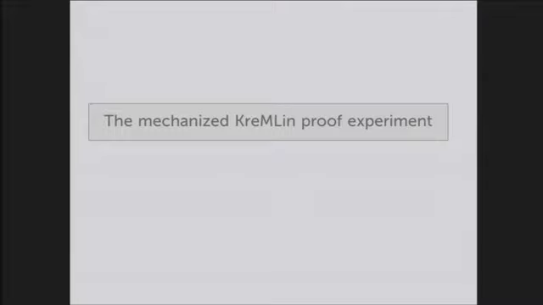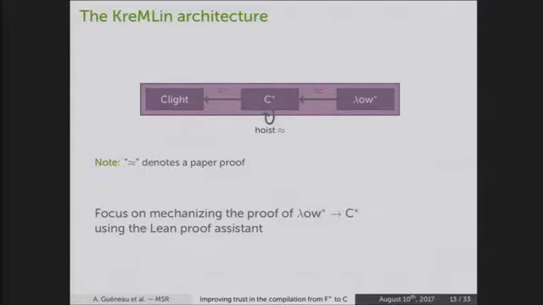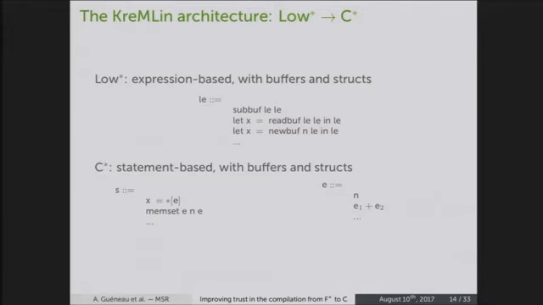So yeah, that's it for the general context, and I'm going to talk a bit first about the experiment with a mechanized proof of KreMLin. So basically, KreMLin architecture is, as I showed earlier, and I was interested more in the first transformation path from lodestar to C-star, and we wanted to formalize that using the Lean proof assistant. To give some context, lodestar is a first-order expression-based language with a built-in notion of buffers and structs. So you have, for example, a sub-buffer operation. You can read the buffer, allocate a new buffer.